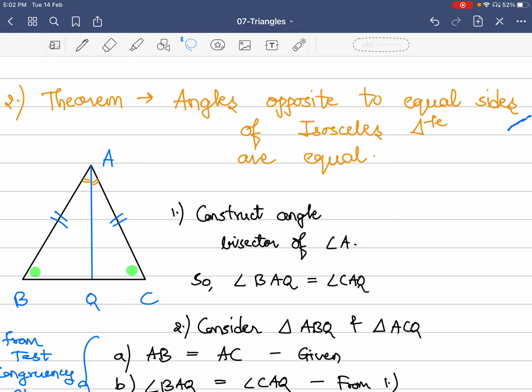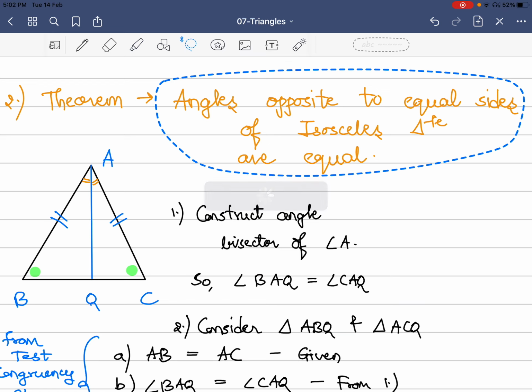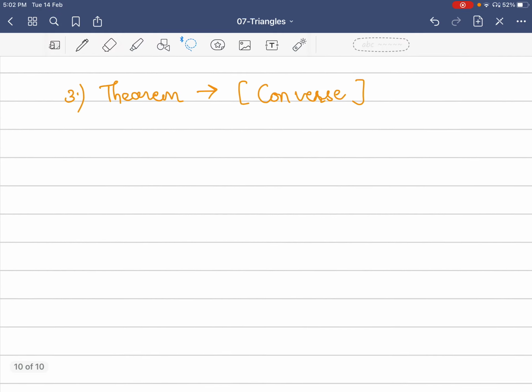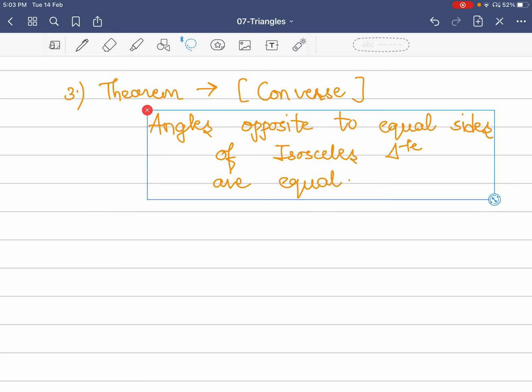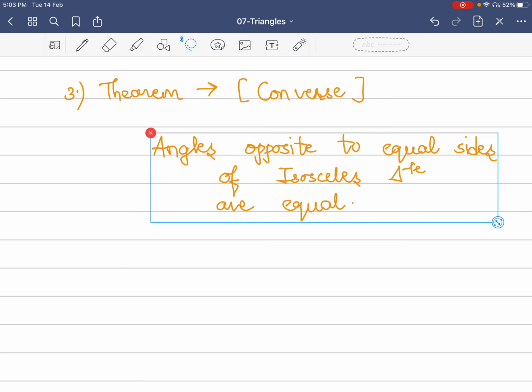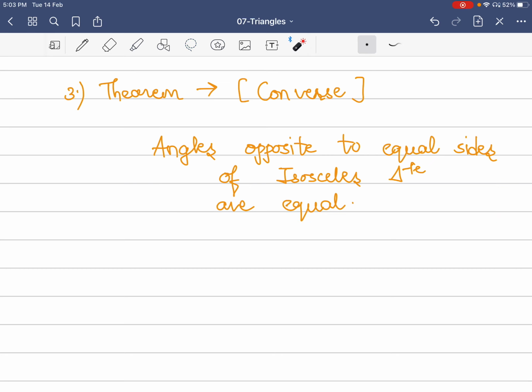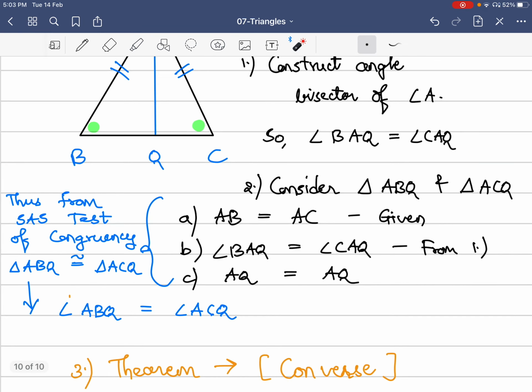So I'm just going to copy paste this. So the converse of the above theorem is also true. Let's see how that turns out to be. Now in the converse theorem, what we are going to have is sides opposite to the angles. So let's come here first.